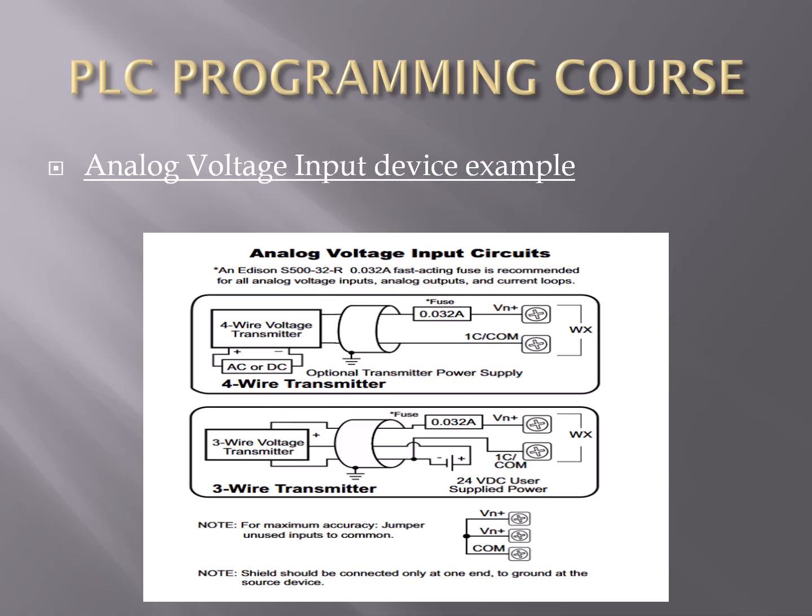Analog voltage input device example. This is the voltage devices. Again, same exact concept, except the output of it is a DC voltage, usually 0 to 10 volts, 0 to 5 volts, something in that range. And again, in a 4 and a 3-wire configuration.